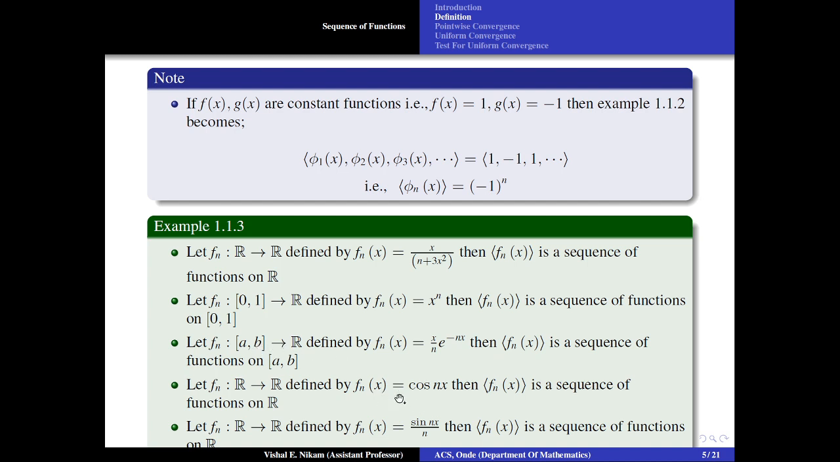Here f_n(x) = cos nx, domain and codomain R, and again domain and codomain are R, and the sequence of functions is sin(nx)/n. Now here n is a member of the natural numbers, so there is no problem because n starts from 1, so it is a well defined sequence of functions.